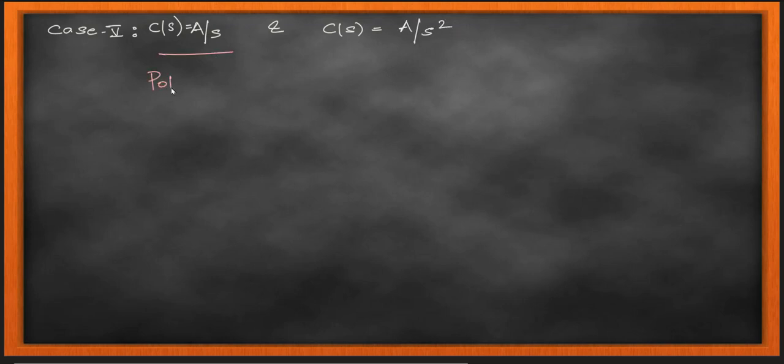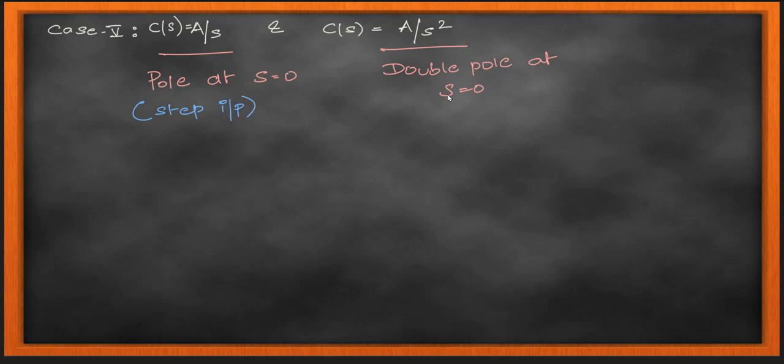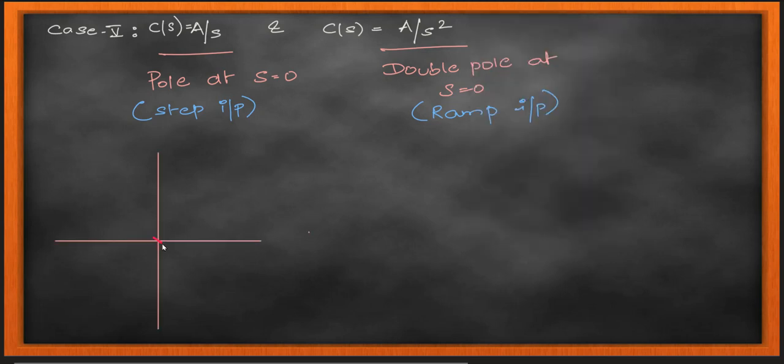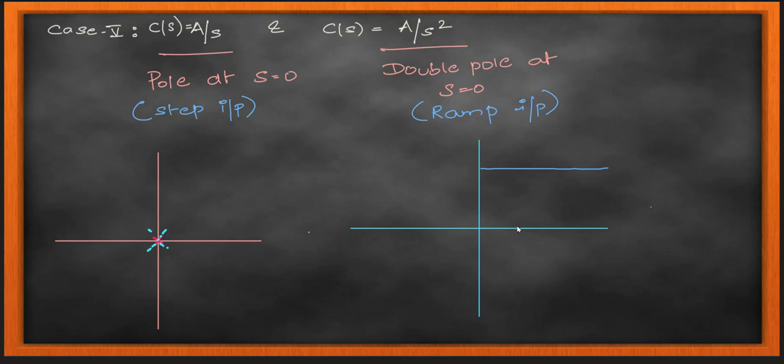Then case 5 is a very simple case because I am doing 1 by s and 1 by s square, and you all know that my 1 by s is my pole at s equal to 0, and my 1 by s square is my double pole at s equal to 0. And this also represents my step input and my ramp input, right? So a pole at s equal to 0 lies in this manner, and a double pole means I have two poles at the same position. That's what your double pole means. And now I can tell your response is going to look like a step signal and a ramp signal. So you all know how that looks.